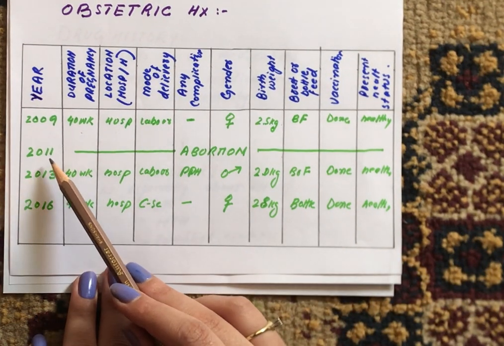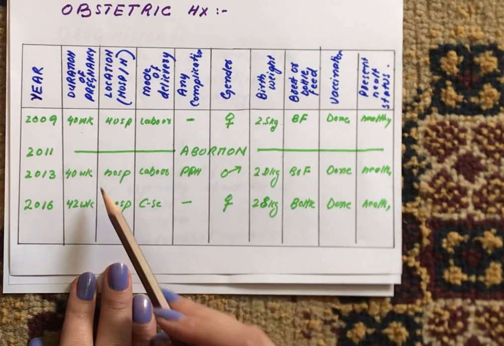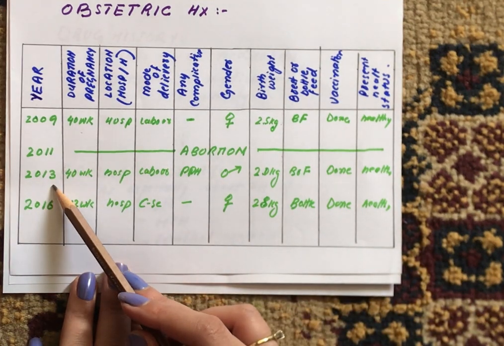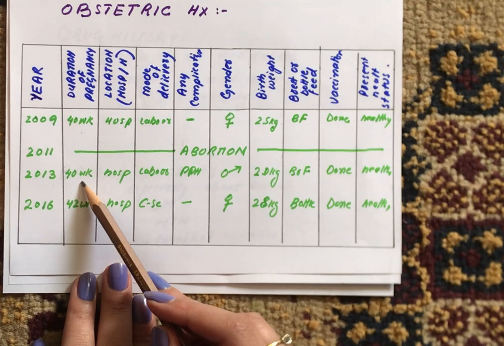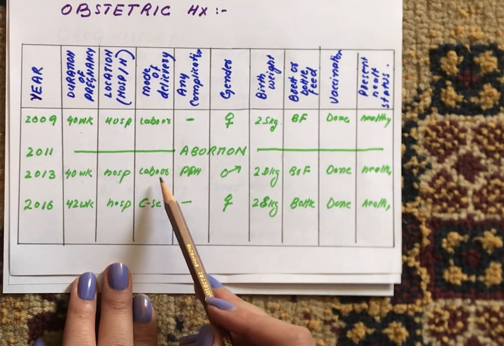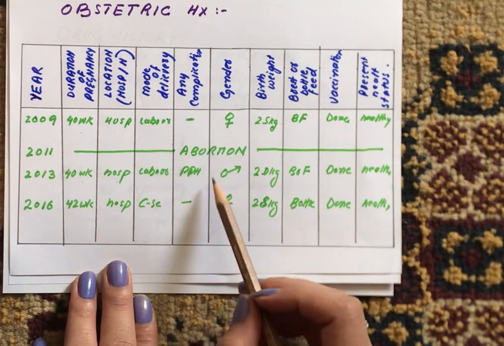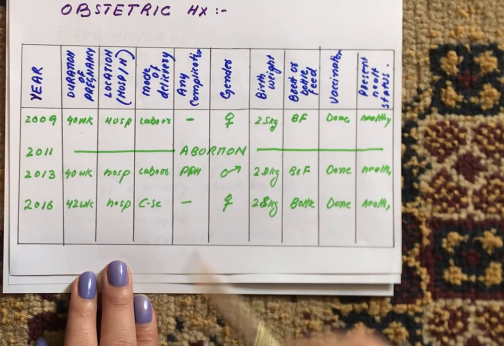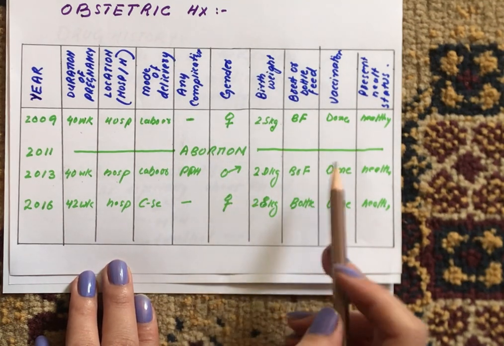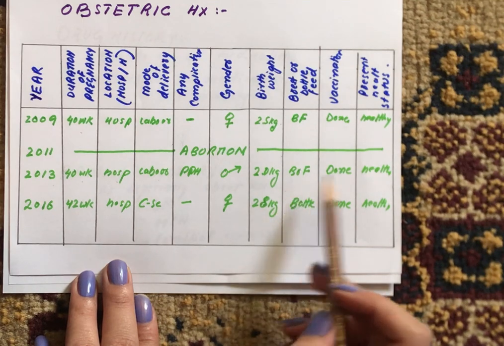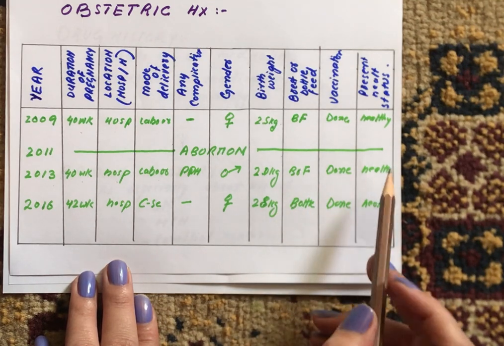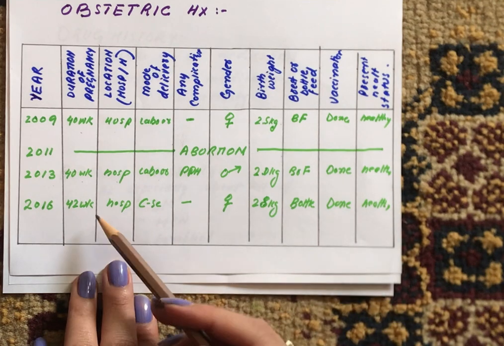Okay, in 2011 the female had an abortion, and in 2013 duration of pregnancy was 40 weeks. In hospital it was normal vaginal delivery. For example, any complications, she had PPH, and the gender was a male child, 2 kg, and was bottle fed, and vaccination was done, and the child is healthy.